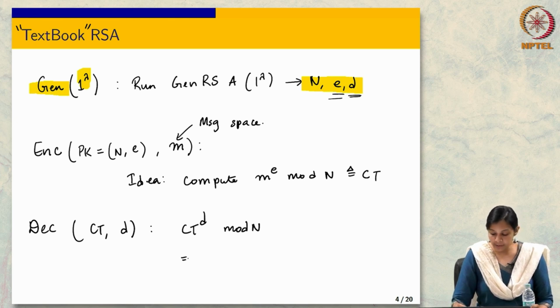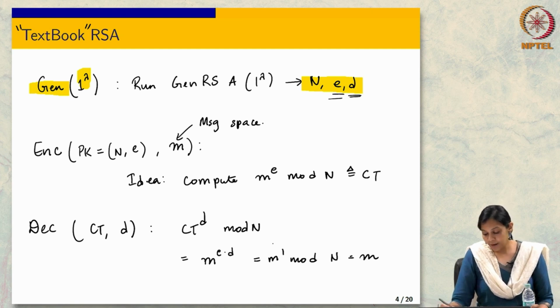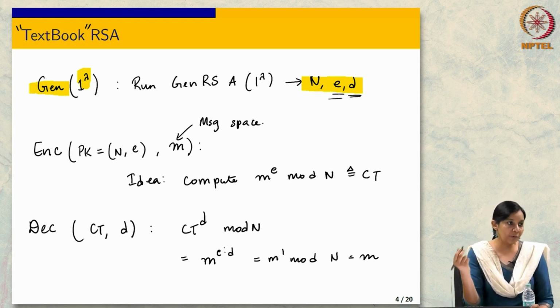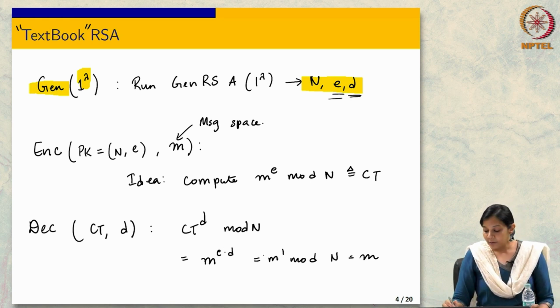And why does that work? Because this should be m to the e times d, which is m to the 1 mod n, which is m. Why? Because E and D are multiplicative inverses mod phi of n, and the order of the group is phi of n. So that is what you will be wrapping around in the exponent, right. So this is the most natural thing for us to try.